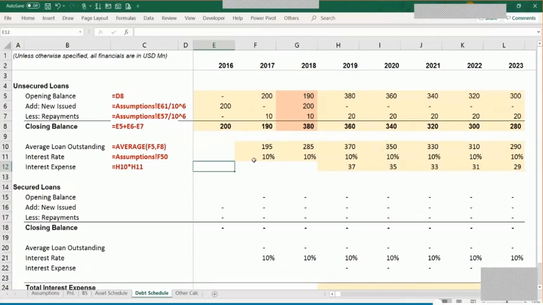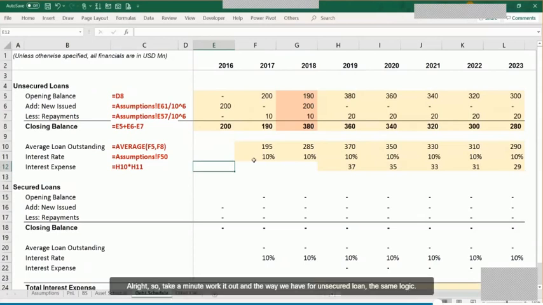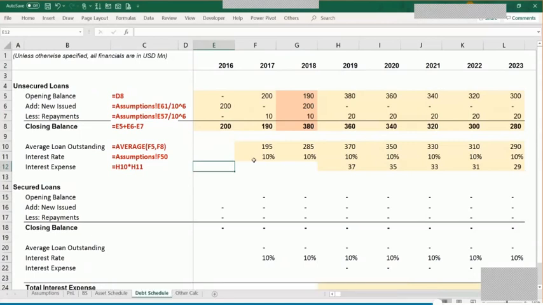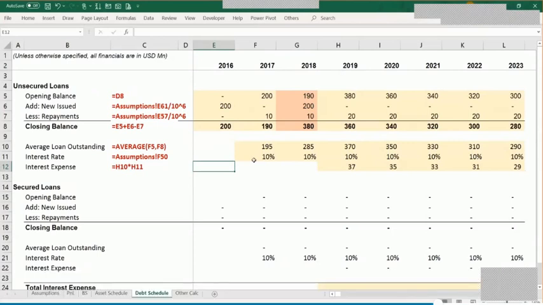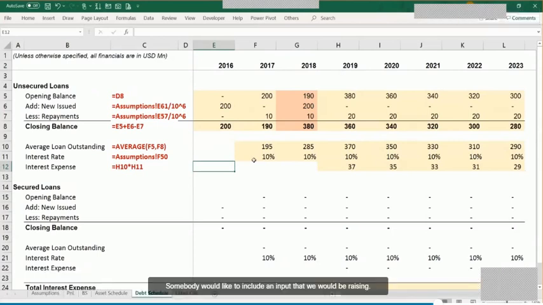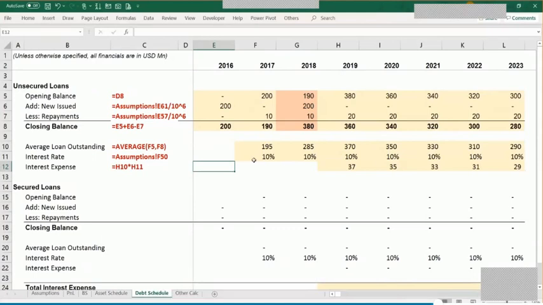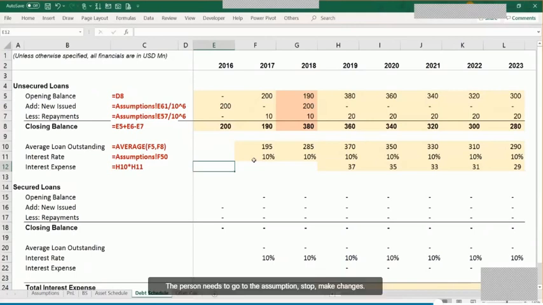All right. So take a minute, work it out, and the way we have created a schedule for unsecured loan, the same logic we would use for secured loan as well. Right now, you see that secured loan is totally zero. There is nothing right now in the financial model. But obviously, as you move ahead, if somebody would like to include an input that we would be raising some sort of secured loan in future, the person needs to go to the assumptions tab, make changes out there, and automatically it will flow here to give us the right result.